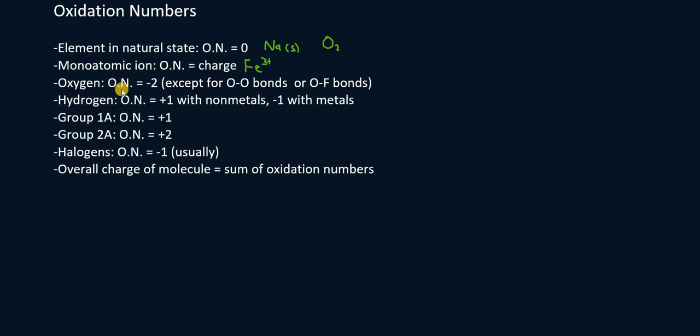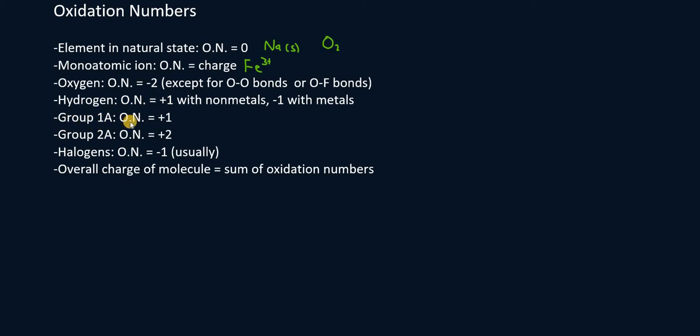For oxygen, the oxidation number is typically going to be -2, except for when you have oxygen-to-oxygen bonds or oxygen-to-fluorine bonds. But the vast majority of the time, oxygen will have a -2 oxidation number. Hydrogen is going to most of the time have an oxidation number of +1. However, when hydrogen is bonded with a metal in what's called a hydride, then it's going to have a -1. But the vast majority of the time, hydrogen is going to have a +1 oxidation number.